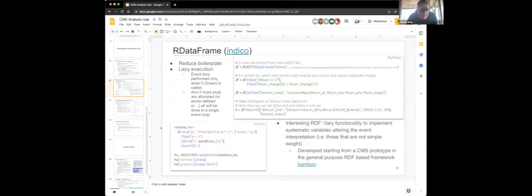So I think everyone's had some sort of interface with RDataFrame at this point, and they understand the declarative analysis mode that they're trying to go for.